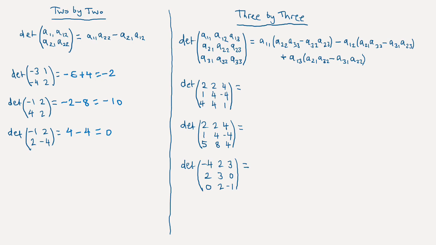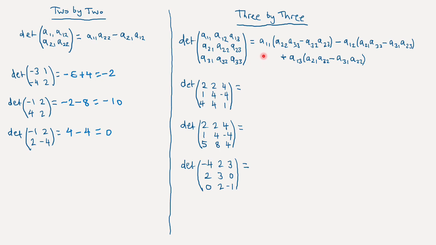Moving on to 3x3 matrices. If I write the matrix in this form, the general convention with writing the elements of a matrix is that the first number in the subscript is the row number, and the second number is the column number. So we've got A11, A12, A13 in the first row, A21, A22, A23 in the second row, and A31, A32, and A33 in the third row.